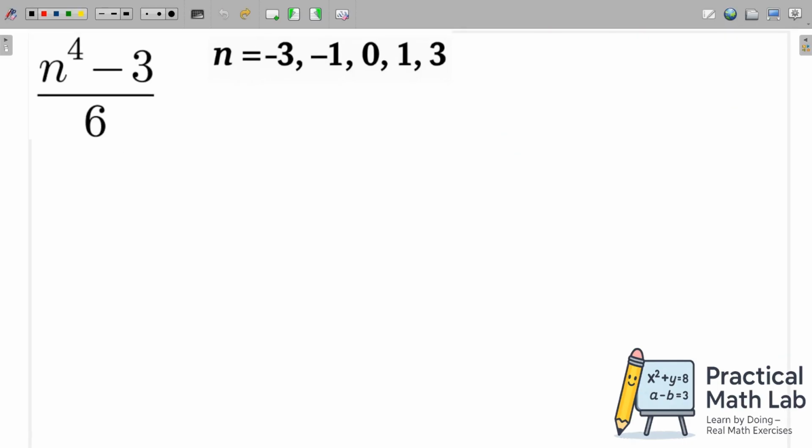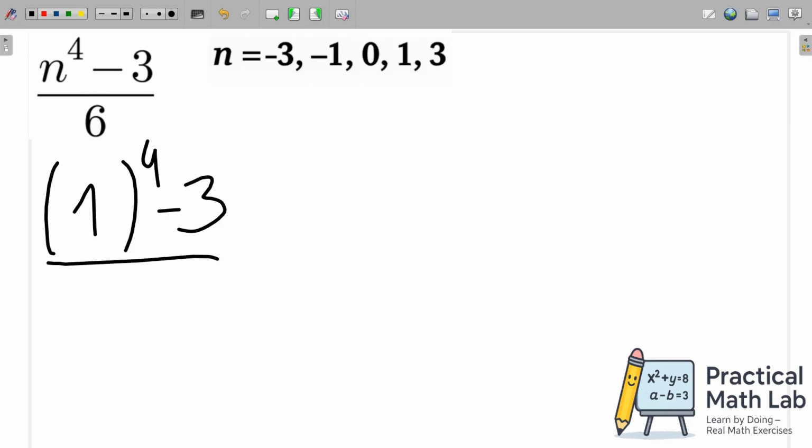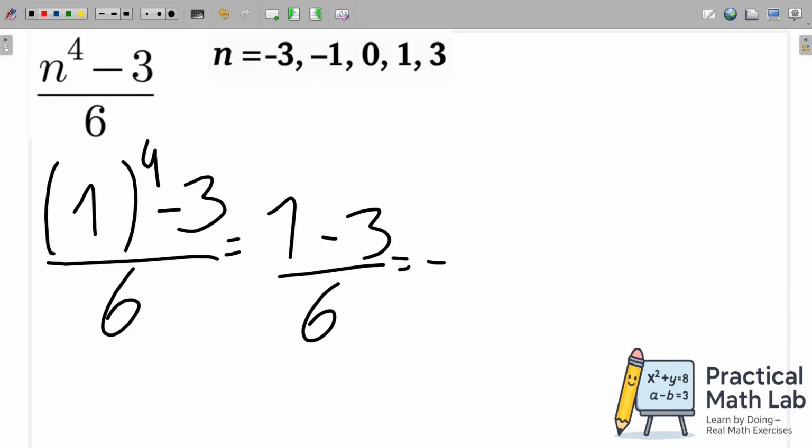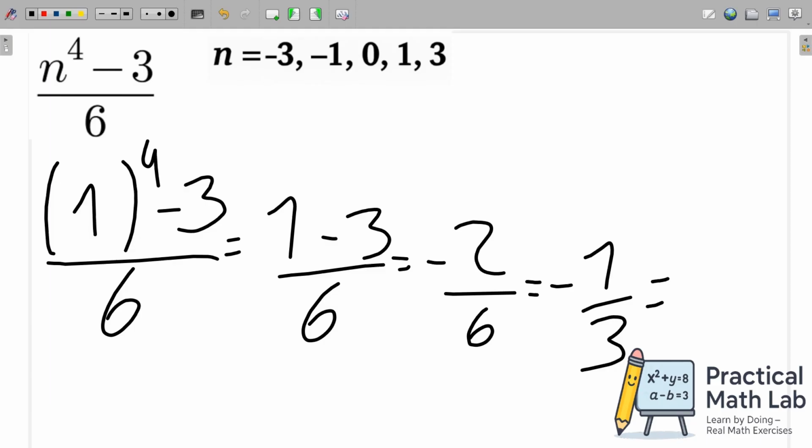Let's go to the next one. When it's 1, 1 to the power of 4 - 3/6 is equal to 1 - 3/6, which equals -2/6. Simplifying, it becomes -1/3, which, as we did earlier, is also -0.3.